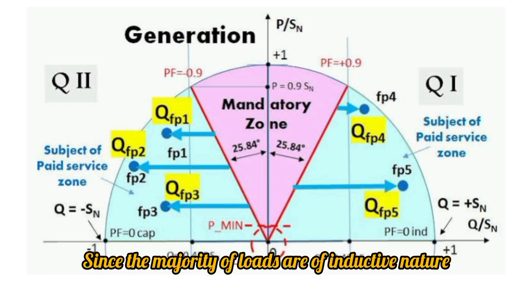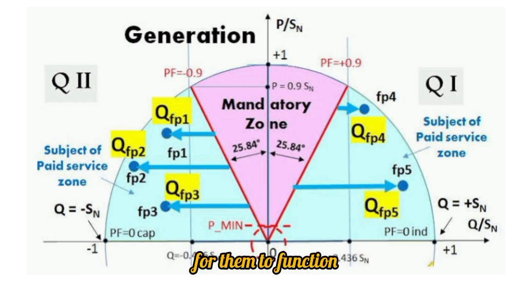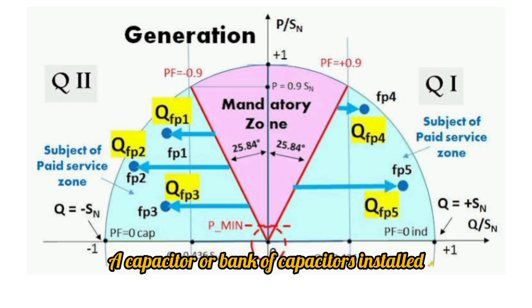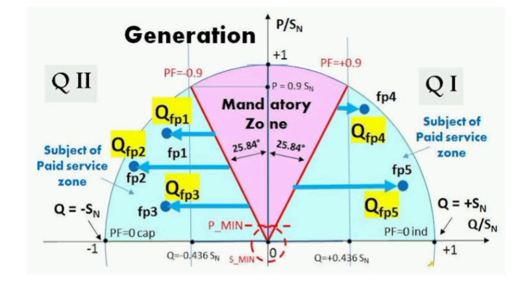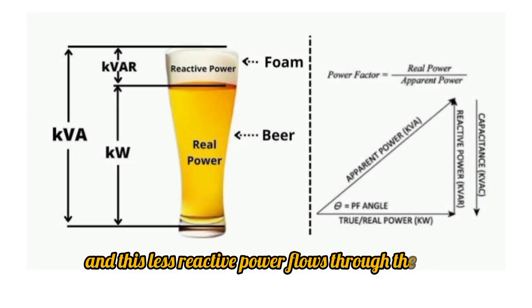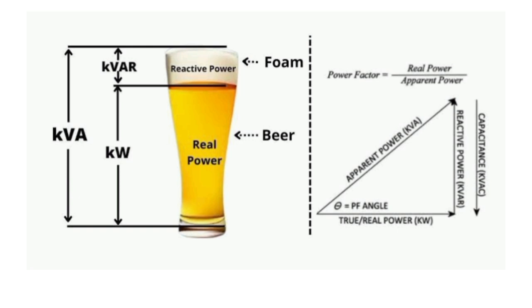Since the majority of loads are of inductive nature, they require some amount of reactive power for them to function. A capacitor or bank of capacitors installed parallel to the load provides this reactive power. They act as a source of local reactive power, and thus less reactive power flows through the line. Capacitor banks reduce the phase difference between the voltage and current.